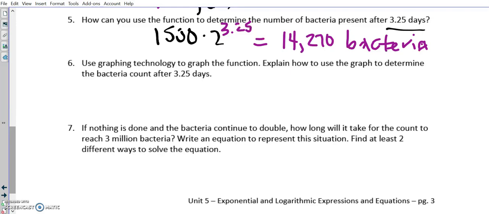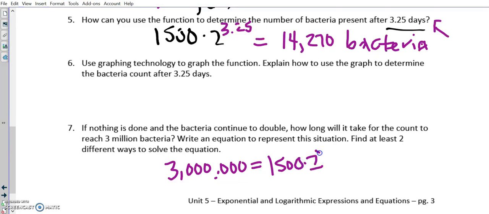Ooh, okay, so now, let's think. I know I'm not plugging in 3 million in for x, because if you guys remember from this part, x is your time. So really, I'm setting my 3 million equal to my equation that I came up with, times 2 to the x, and I need to solve for x because that is my number of days, okay? So, we don't really know how to do that yet.